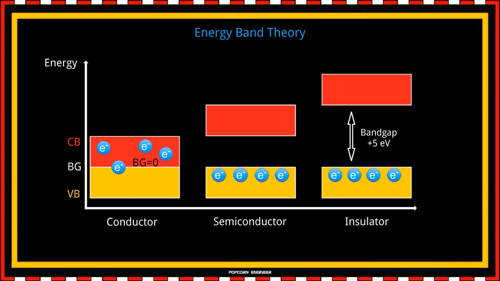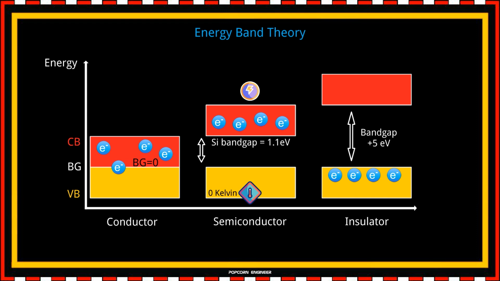While in semiconductors, things are different. The band gap is much smaller, so electrons only need a little bit of energy to make the jump from the valence band to the conduction band. This energy can come from heat. Even just slightly above absolute zero can be enough. Take silicon for example. It has a band gap of about 1.1 electron volts. With a little thermal energy, some electrons can gain enough energy to jump into the conduction band. Once they are there, they are free to move, and if we apply a voltage or electric field, they can carry current.